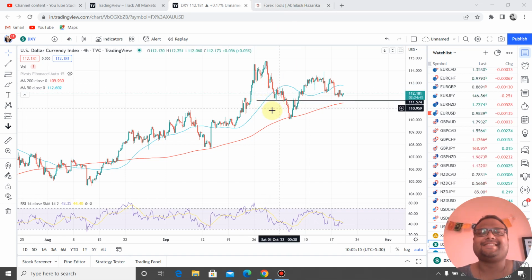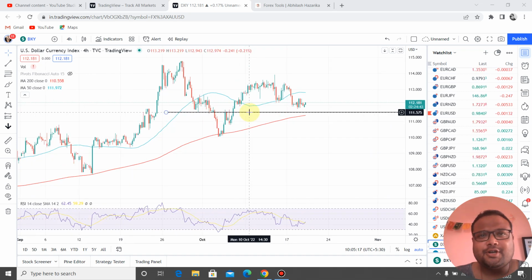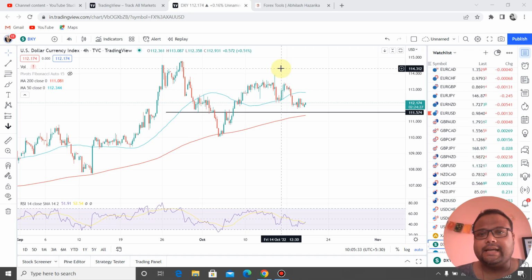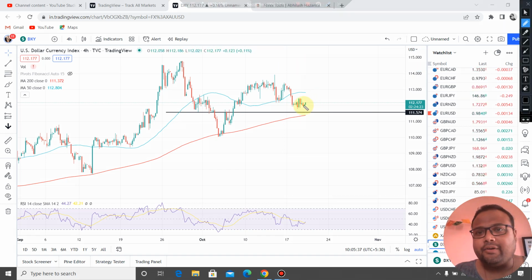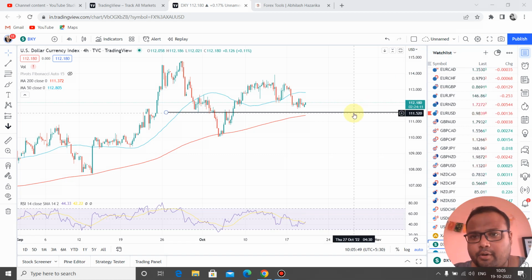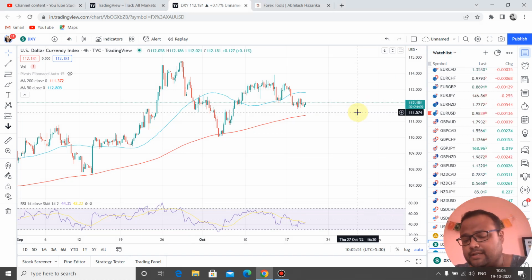So let's get started. This is the 4-hour chart of DXY, the US dollar currency index, and yesterday we discussed the critical level here, 112. As per our expectation, this level is still trying to provide support to the market. The level of 112 has become very important for DXY.